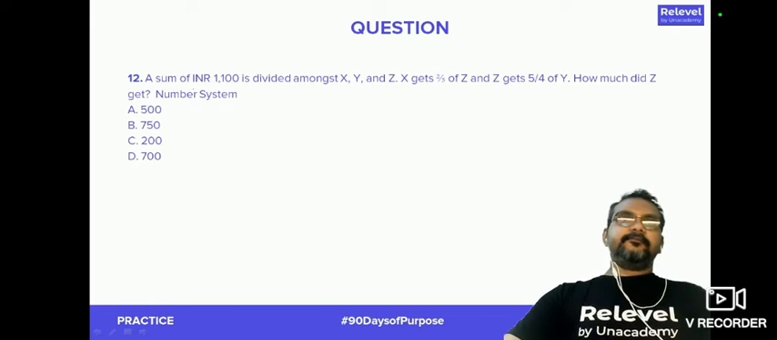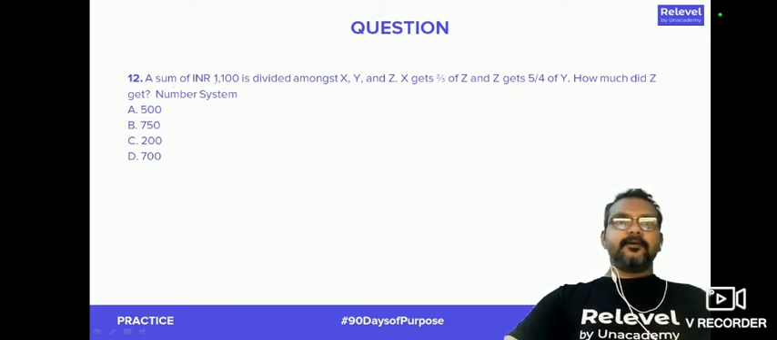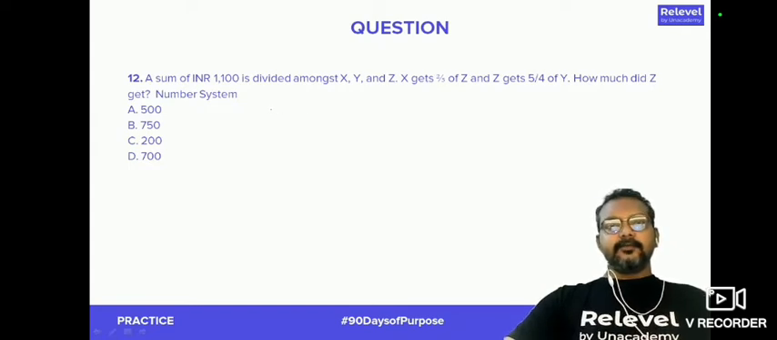Number 12 says the sum of 1100 rupees is divided among X, Y, and Z. X gets 2/5 of Z, and Z gets 5/4 of Y. Okay, so we can just substitute all of them in terms of the same variable and add up to get 1100. So Z is given in terms of Y and X is given in terms of Z.